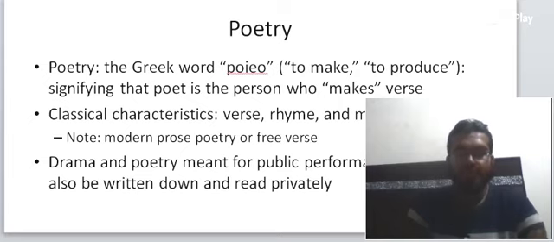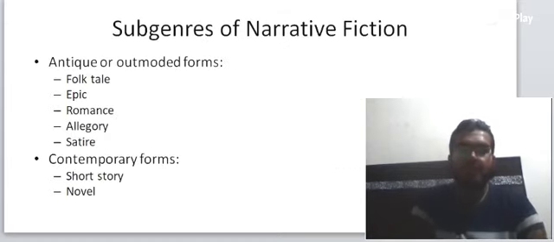So in conclusion, we can say that drama and poetry are meant for public performance. Even poetry is meant to be recited for people. But at the same time, they might also be written down and read privately, as it is happening nowadays. But in ancient Greek, in classical times, drama and poetry were not written down for reading, rather for public performance. So in the next discussion, I'll be talking about subgenres of narrative fiction.